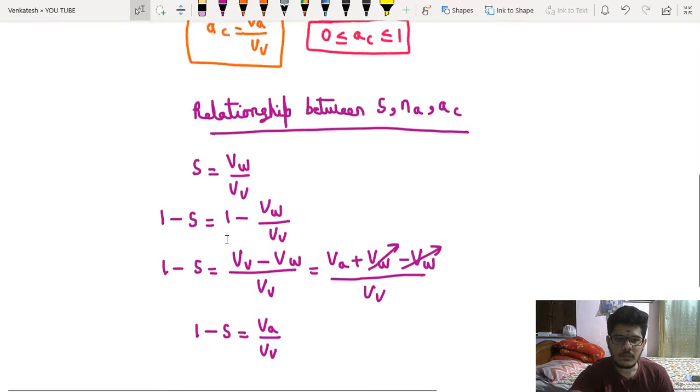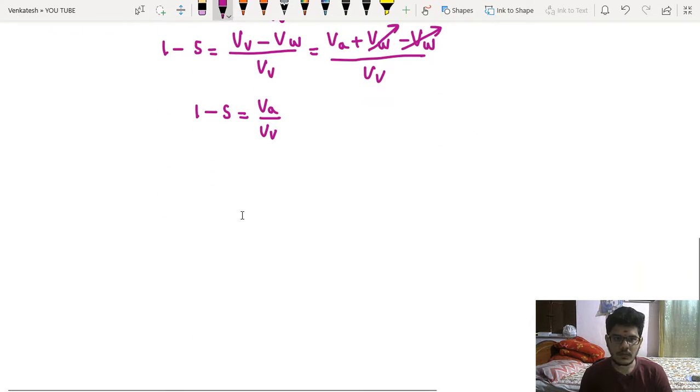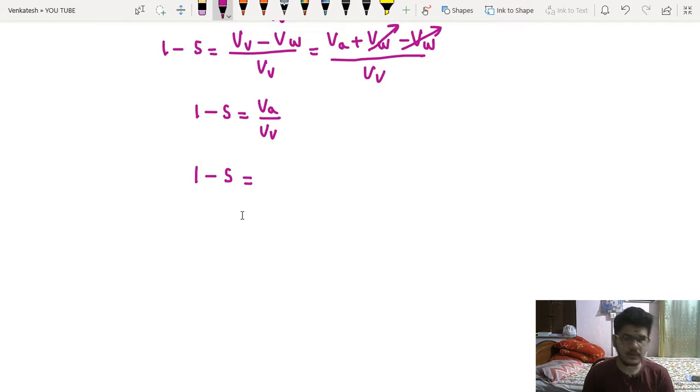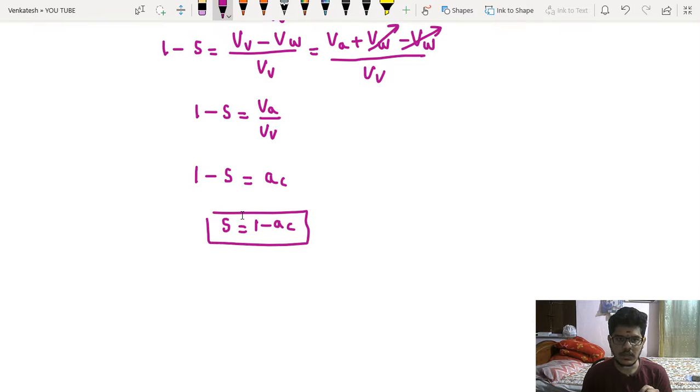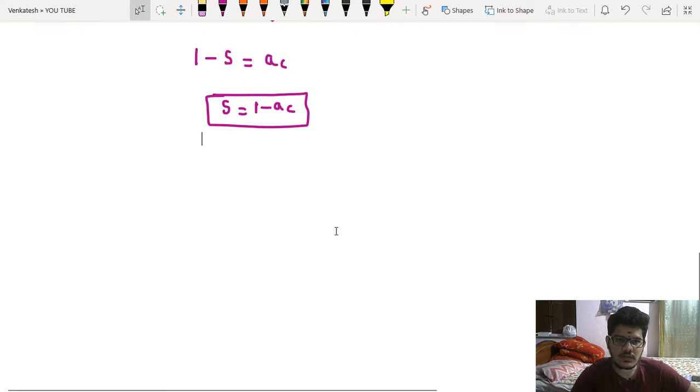So this 1 minus S is equal to, we have already defined VA by VV as AC, air content. So we can write S is equal to 1 minus AC. So this is the relationship between degree of saturation and air content. This is the first relationship, and one more relationship is also there.